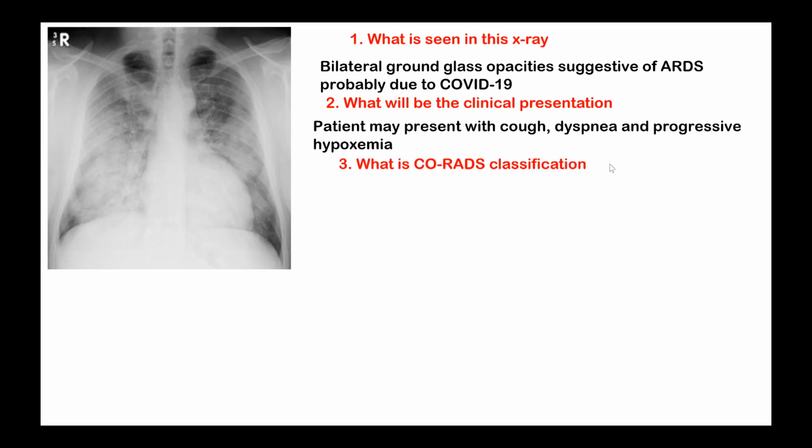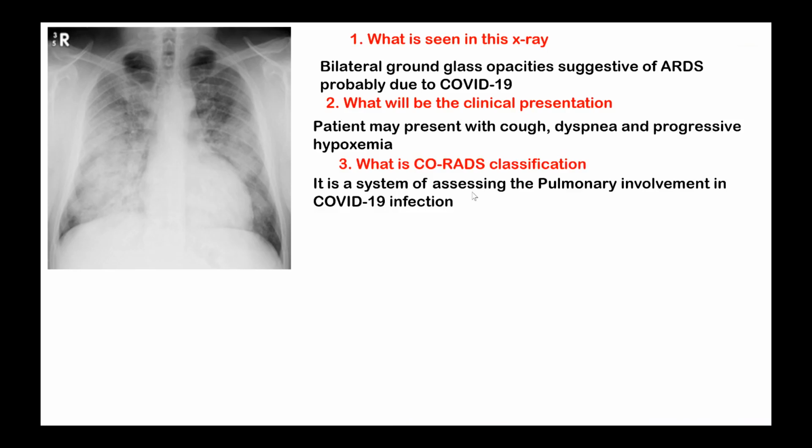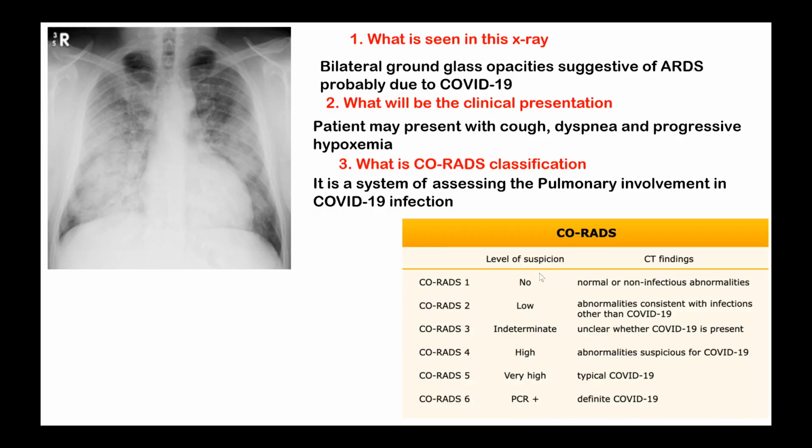What is CO-RADS classification? I think it is more than 4 years. All of you would have forgotten the peak effect of COVID. Based on CT chest, sir. Correct. So it's the system of assessing pulmonary involvement in COVID-19 infection. So you can have CT findings and the level of suspicion.